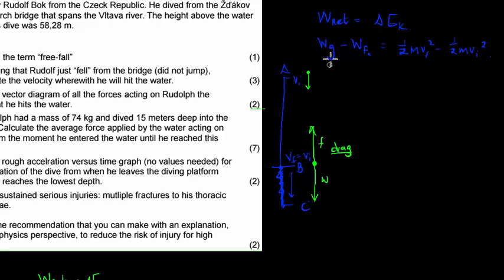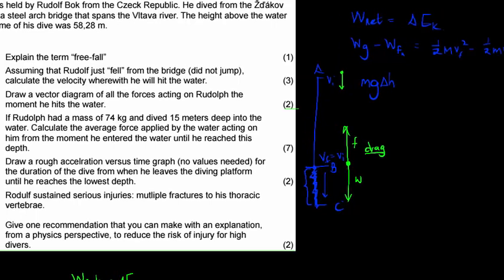What is the mass? The work done by gravity is mass times gravity times delta H. So what does delta H represent in this case? Is it the height of the bridge? No. It's the depth in the water. He dived 15 meters deep.